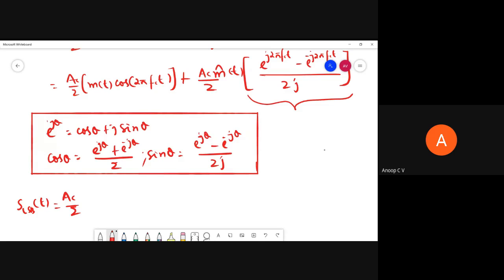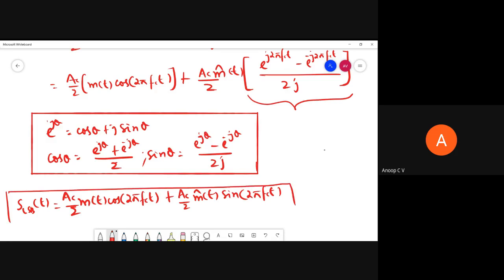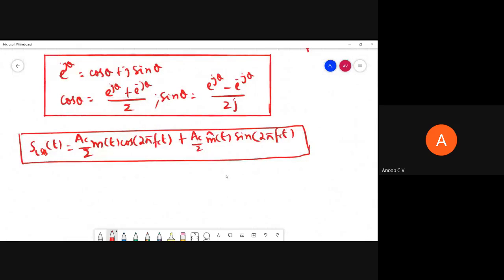Yeah, A_C by 2 times m of t cos 2 pi f_c t plus A_C by 2 m cap of t sine 2 pi f_c t. So this is the time domain expression of LSB signal, right? Initially I mentioned that if we need to analyze the time domain expression of a single sideband system, we need to have knowledge of the Hilbert transform, right?